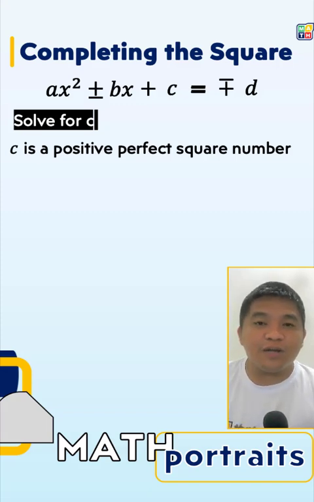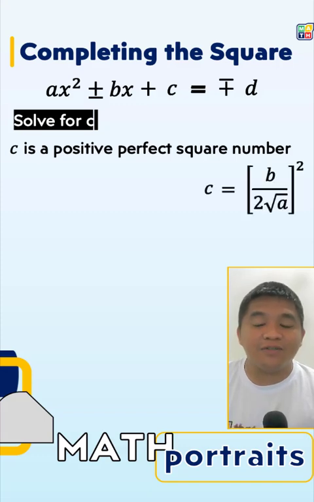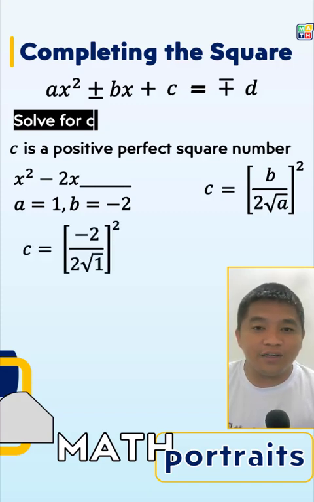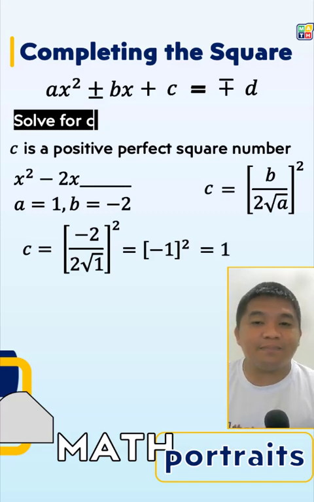In the previous video, we were able to look into the formula of c, and let me use this formula. We have c is equal to the square of the ratio of b and 2 square root of a. Let's say, for example, this one here, x squared minus 2x, and we're looking for our value of c such that together with that we will have a perfect square trinomial. So we know that a is 1 here and b is negative 2. So using the formula here on the right-hand side, you will have c is equal to the square of negative 2 over 2 times square root of 1. That is actually just the square of negative 1, and that's positive 1.